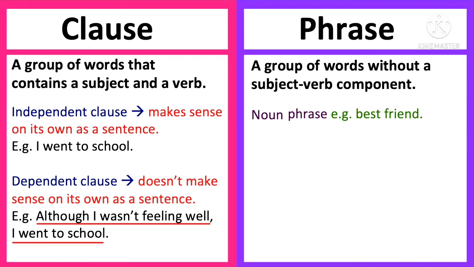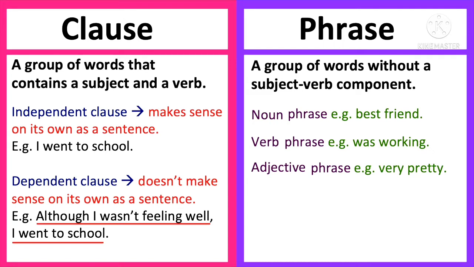Verb. A verb is an action word or a state of being. An example of a verb phrase is was working. Adjective. An adjective describes a noun or a pronoun. An example of an adjective phrase is very pretty.